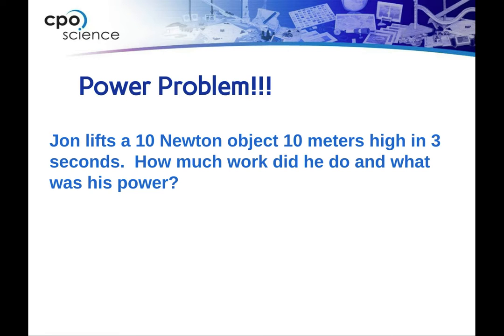Here's an example of a problem that you're going to see in the homework assignment for tomorrow. John lifts a 10 Newton object 10 meters high in 3 seconds. How much work did he do and what was his power? The key components: it's asking for two things, how much work and what is his power. You're given three numeric values: 10 newtons, a force; 10 meters, a distance; and 3 seconds, time.